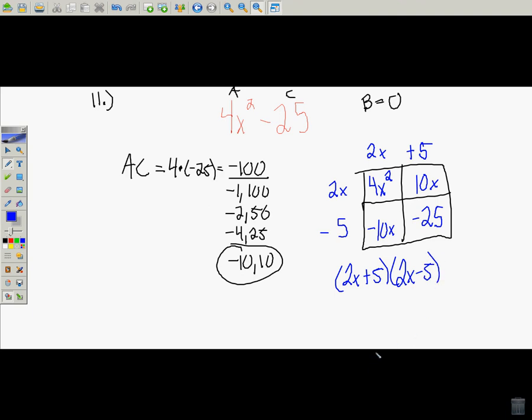And that's all there is here. Just trying to show you an example of when b equals 0. It's the exact same process. You just need to find factors that would add up to equal 0.